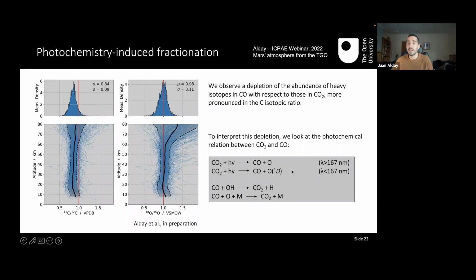But then it was later realized that the stability of CO2 is instead controlled by reactions of carbon monoxide with the hydroxyl radical OH. And this reaction can recombine CO back into CO2 at a much faster rate. So what we did in order to explain this depletion in the carbon isotopes of carbon monoxide is to include this cycle into a photochemical model, but accounting for isotope effects.